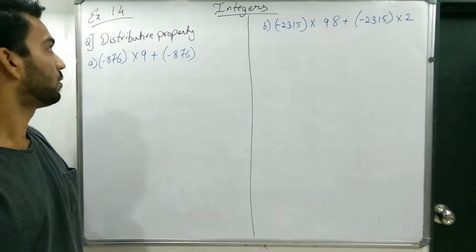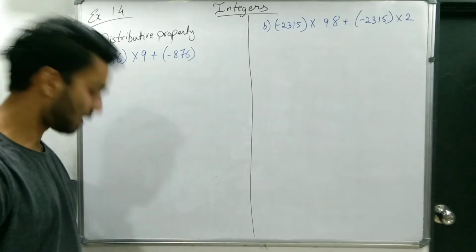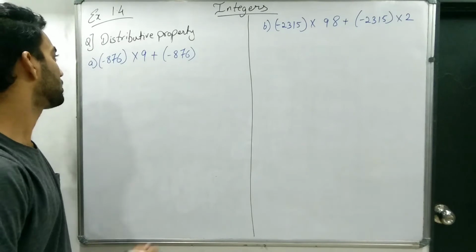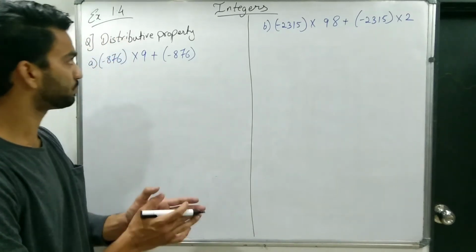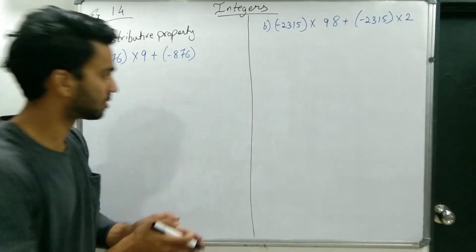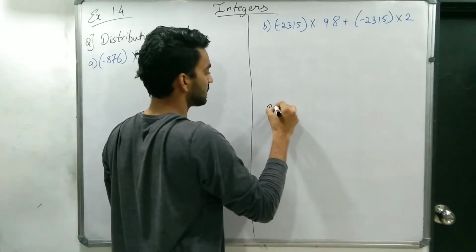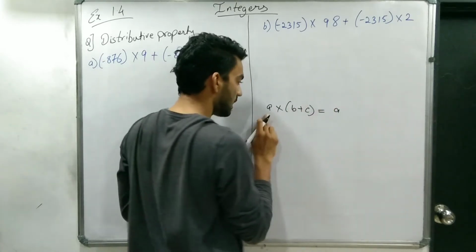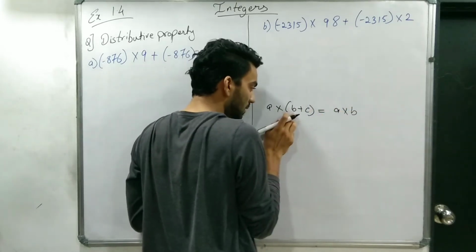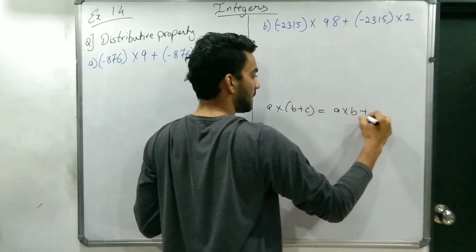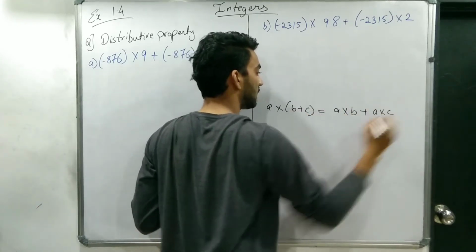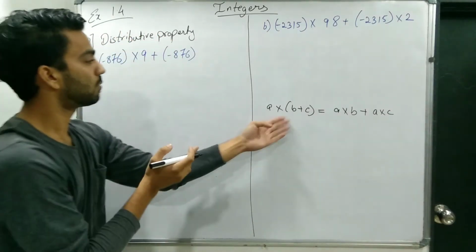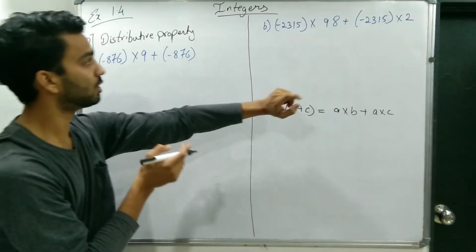Hello students, so today we are going to see some questions and we have to solve these questions using distributive property. Now we know that in distributive property there are two parts, LHS, RHS. So if you write the general form, it is A into B plus C equals to A multiplied to the first term in the bracket plus A multiplied to the second term in the bracket. So either the question will be given in this form or this form. So we have to first identify that.